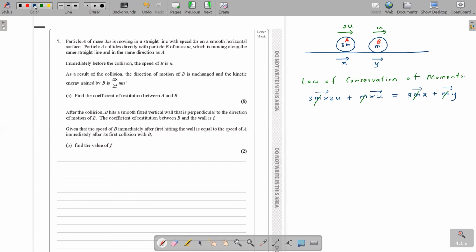What do we get here then? 3 times 2u is 6u, plus u equals 3x plus y. Are you with me? So 7u equals 3x plus y. Do you agree with me?